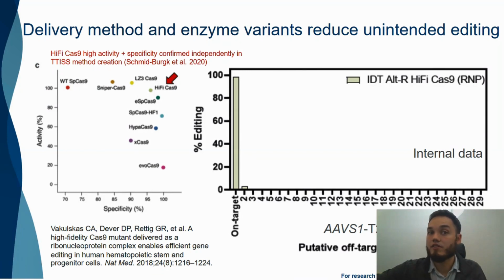Here, relative activity of different nucleases was tested with respect to activity as measured on the y-axis and specificity as measured on the x-axis, relative to wild-type Cas9. It can be seen here that our Hi-Fi Cas9 is one of the most specific engineered Cas9 variants tested that manages to still maintain comparable activity to wild-type Cas9, which is seen in the top left corner.